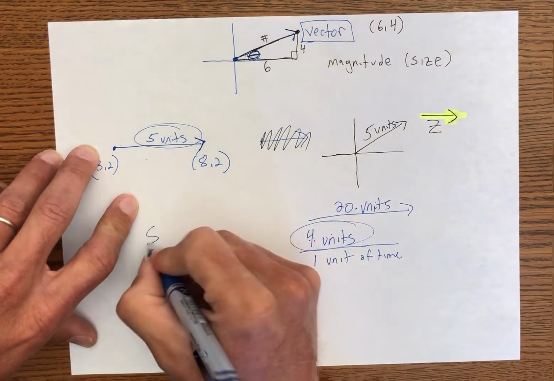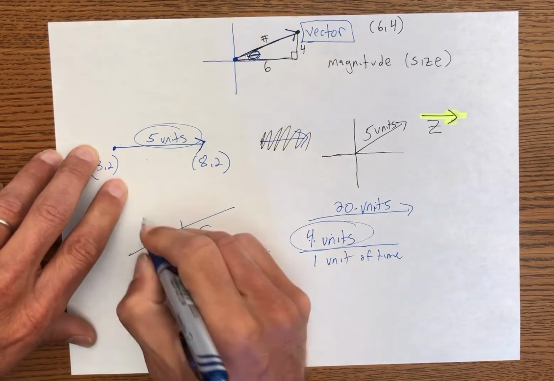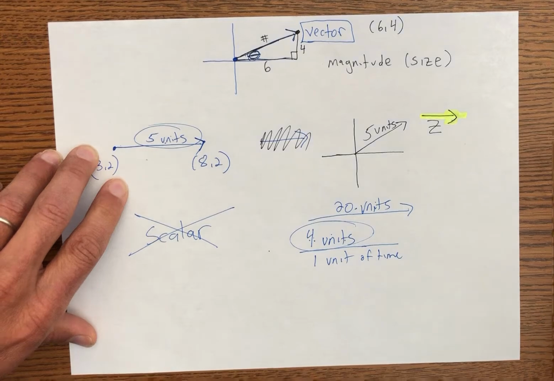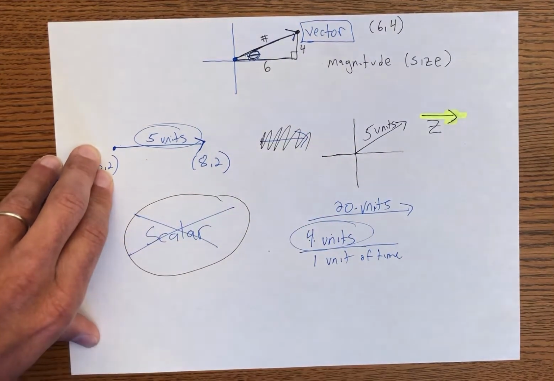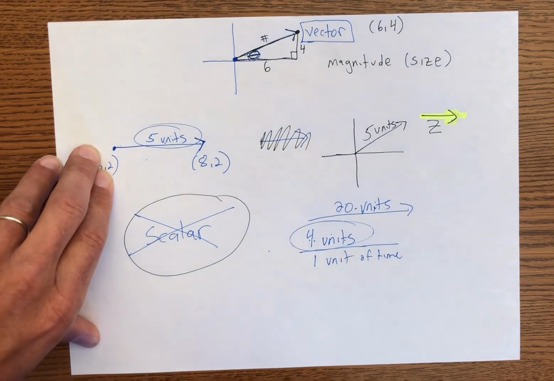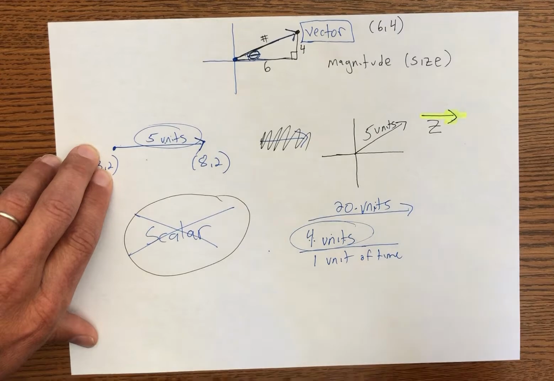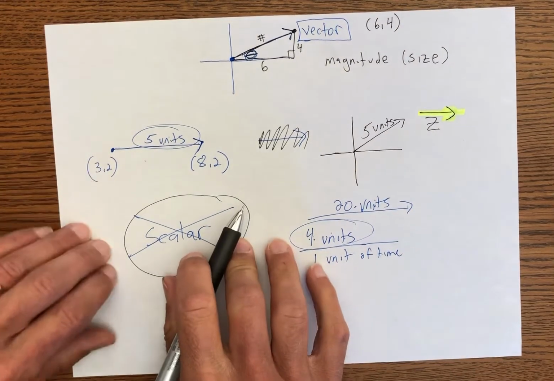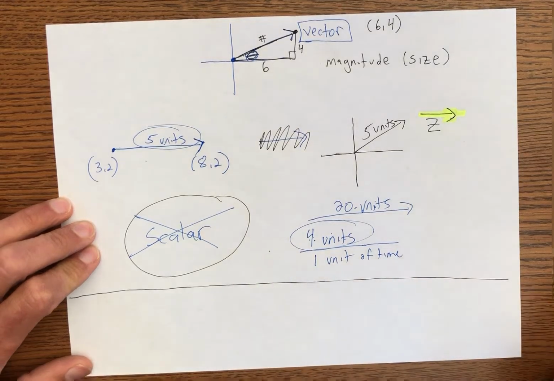For right now, I don't think you have any questions about scalars. We're not going to worry about scalars too much. I wrote this in the notes, but when I gave you your assignment, the worksheet, I didn't include any scalars. So we're just going to focus right now on vectors and the magnitude of vectors.